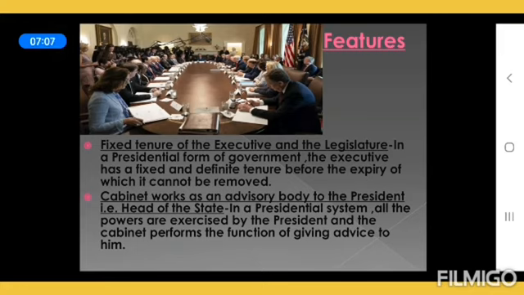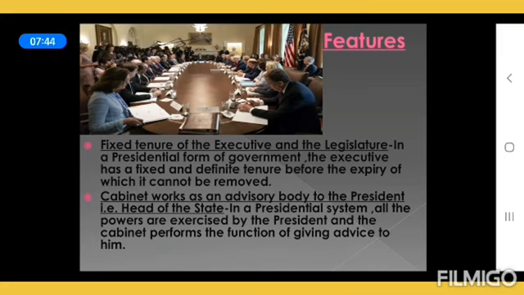Unlike in the parliamentary form of government, the cabinet headed by the prime minister is the most powerful center of power in the government. All the major policies, decisions, laws, even decisions of war and peace are in the hands of the prime minister and his cabinet ministers in the parliamentary form of government.